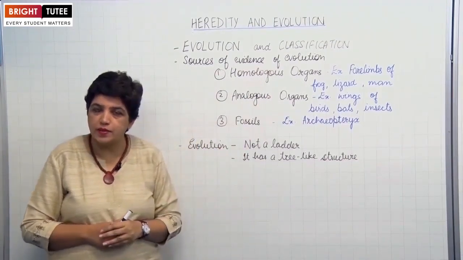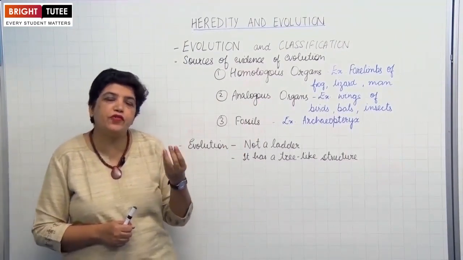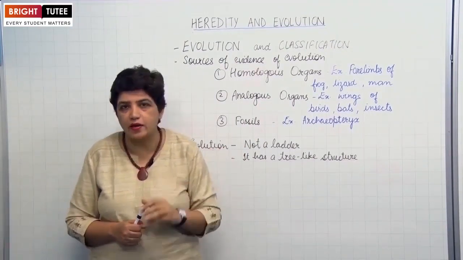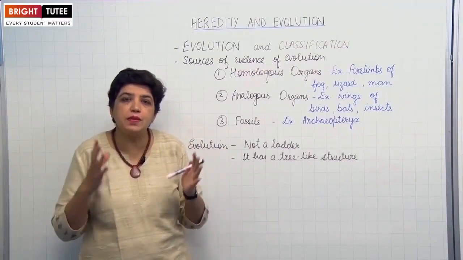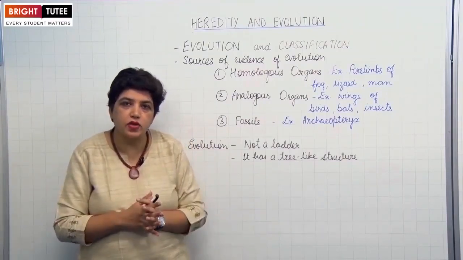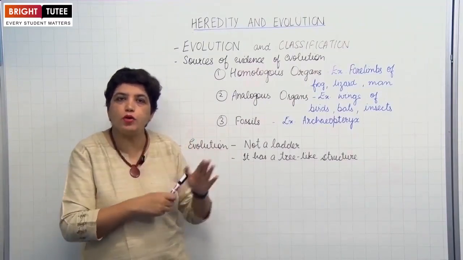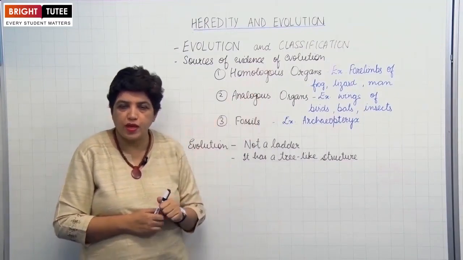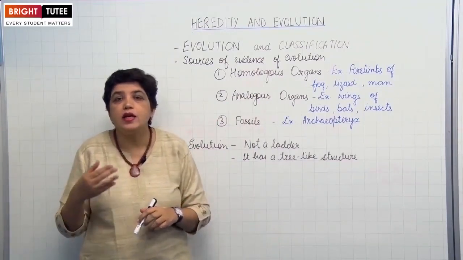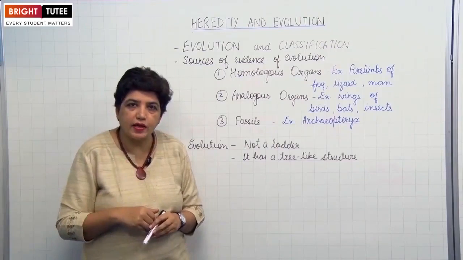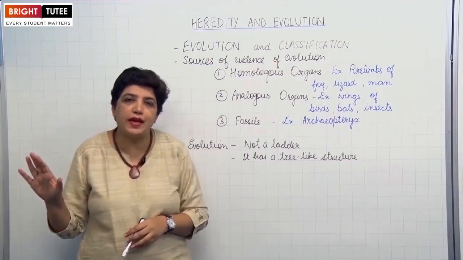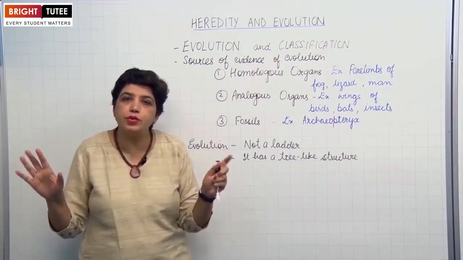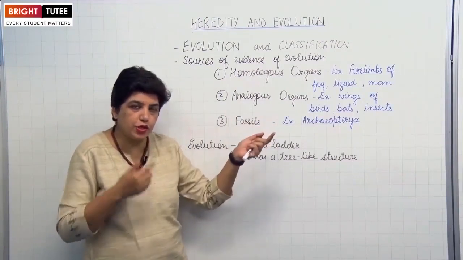So the study of classification actually helps us to study the theory of evolution, and the study of evolution helps us to classify the organisms. For example, a leopard and a tiger have many similar characters, so we place them in one group under classification. On the other hand, a frog and a tiger have drastically different characters, so they are placed into two separate groups.